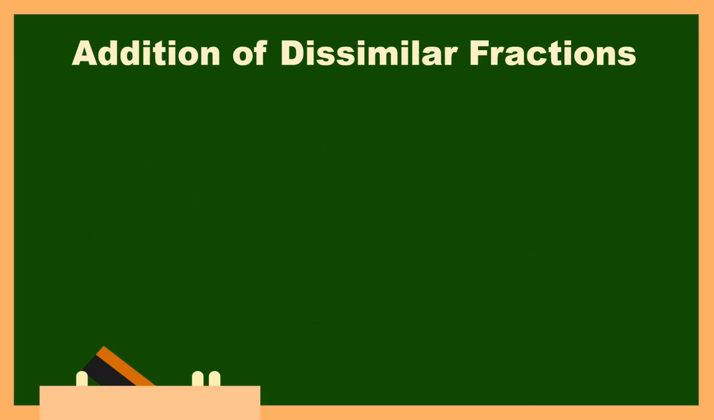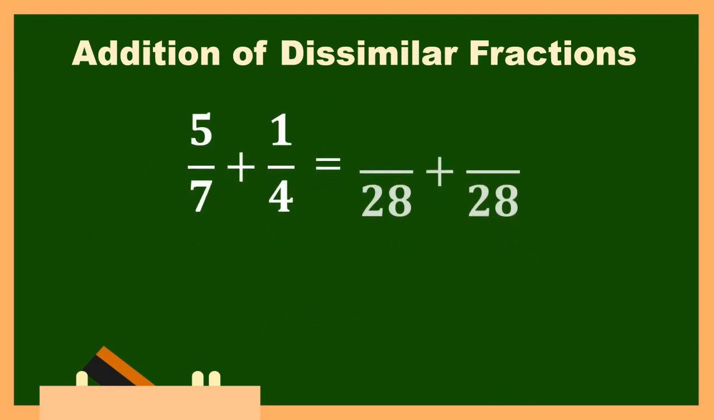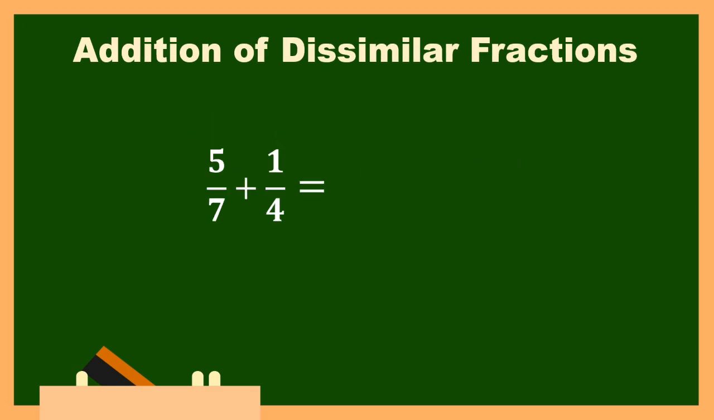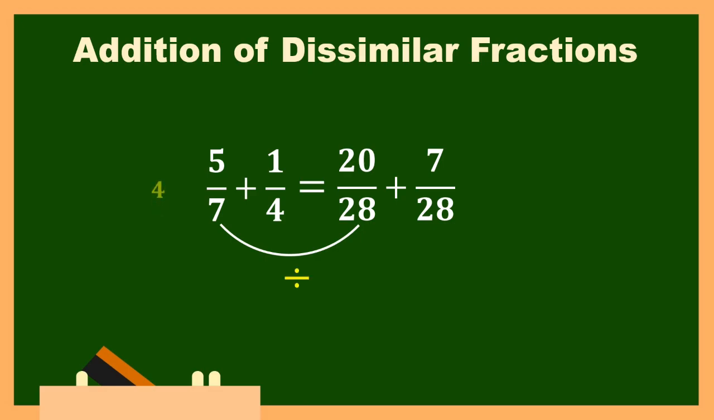So, after getting the LCD, let us change it into similar fraction. So, as you can see, ginamit na po ang LCD na 28. Next, let us divide. 28 divided by 7 is equal to 4. Multiply 4 to 5. 4 times 5 is equal to 20. Then, 28 divided by 4 is equal to 7. Then, multiply 7 to 1. 7 times 1 is equal to 7.